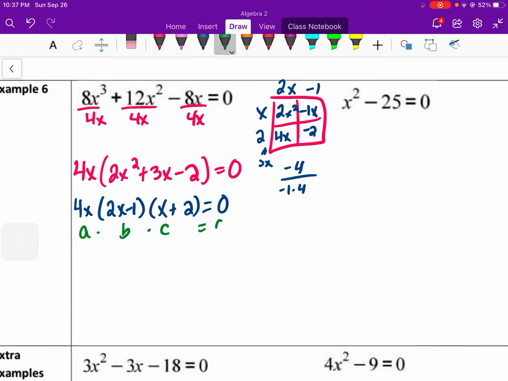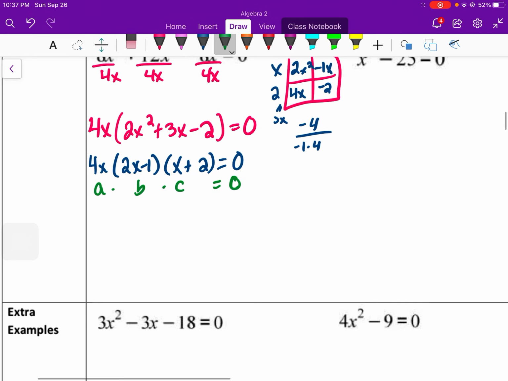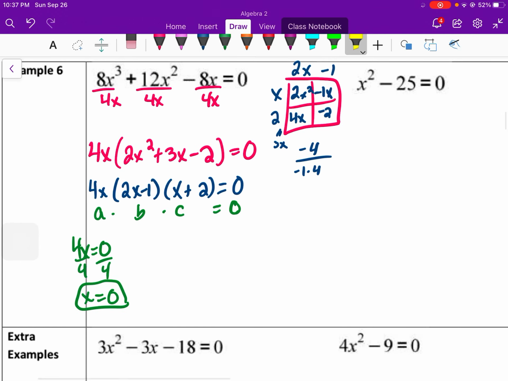So this time we have an a times b times c equals 0. But if a was 0, or b has to be 0, or c has to be 0. So either 4x equals 0, we'll divide that by 4. You're getting rid of that 4 either way. So you could either get rid of the 4 at the beginning, divide everything by 4, or get rid of it here. But you need this x. That's your third answer. It's an x cubed, so you get 3 answers.